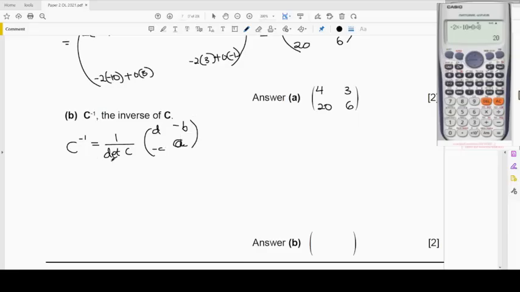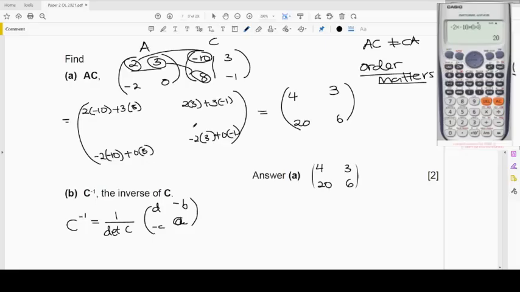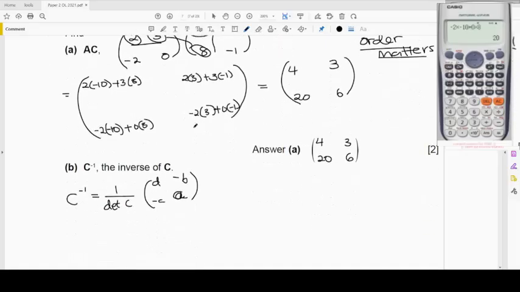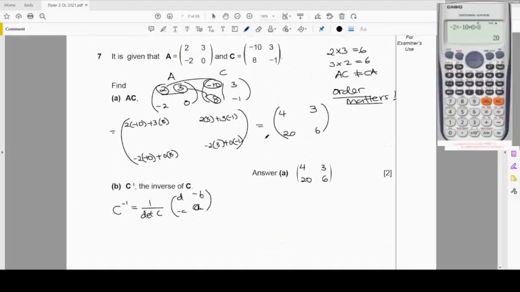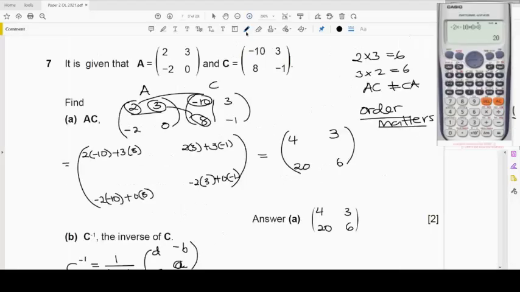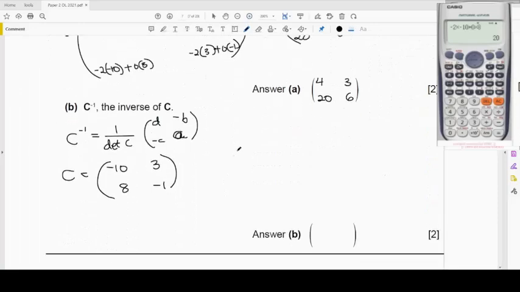Okay, so our determinant, the way we work it out is, let me write our matrix C. So C is this matrix here, negative 10, 3, 8, and negative 1. Okay, so we want to work out its inverse. So remember, the inverse of a matrix is one that when you multiply it with the first matrix, you get your identity or your unit matrix.